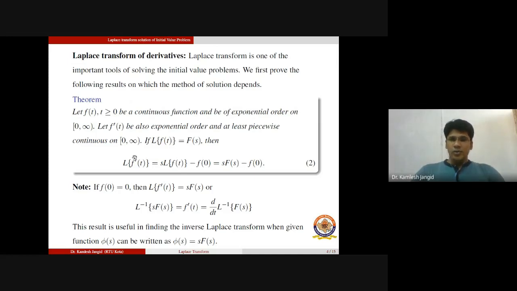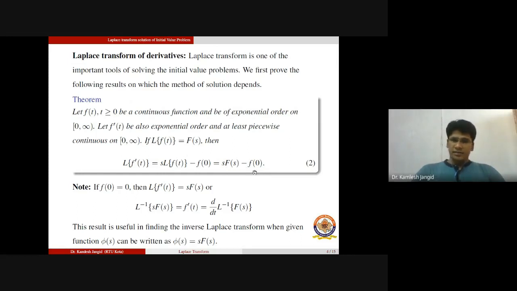This is a very important result when we know the Laplace transform of the function and we are interested in finding the Laplace transform of the derivative of the function. So the Laplace transform of the first derivative of the function is s times the Laplace transform of f minus the function value at 0. Here s is the Laplace transform parameter. To apply this, we need to remember this result.